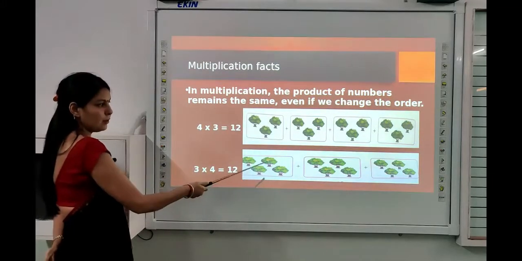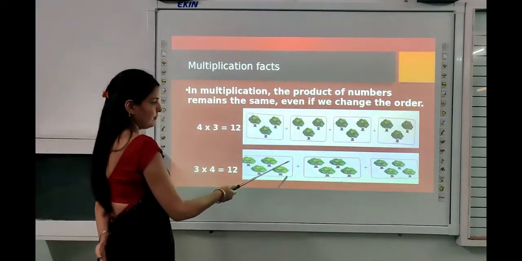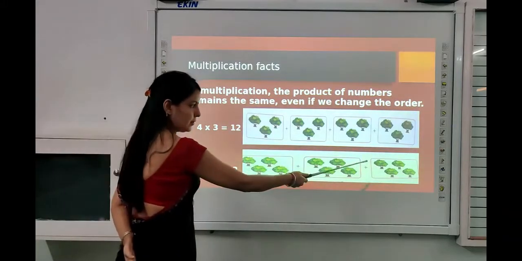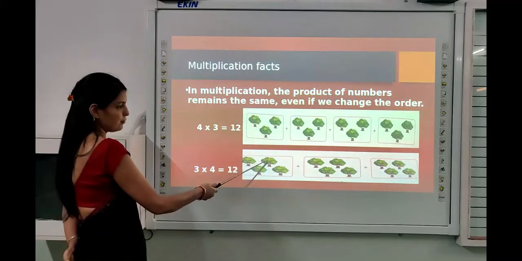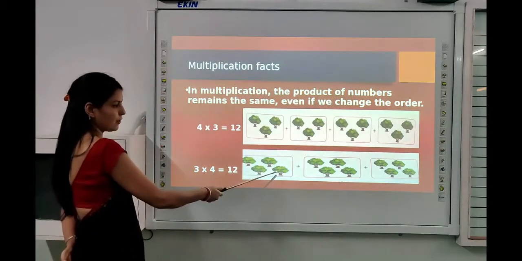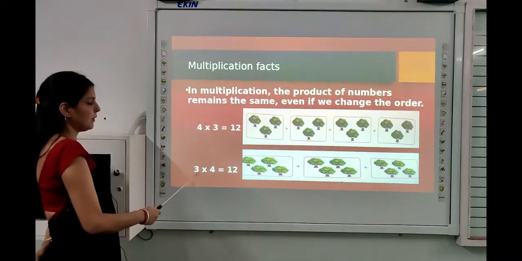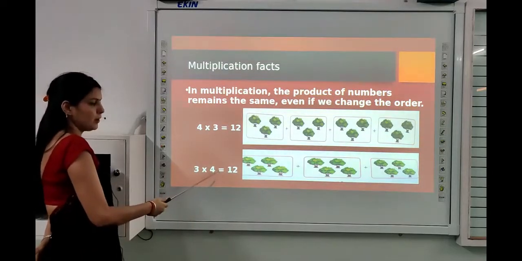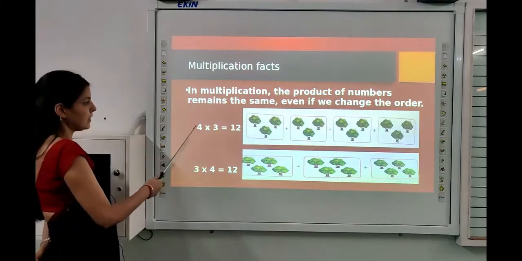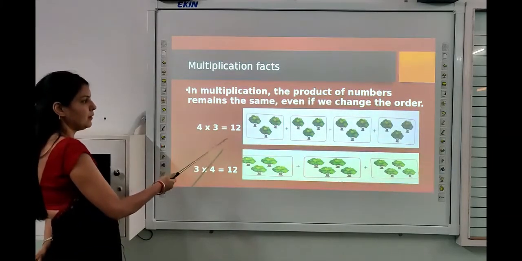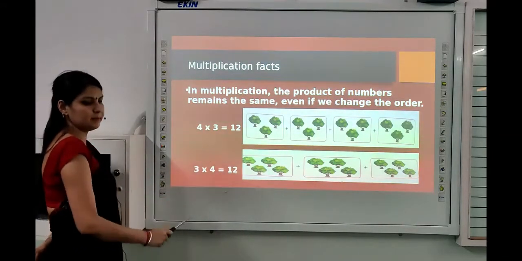Here 3 groups of 4 trees. 1, 2 and 3. Here 4 trees. 1 tree, 2 trees, 3 trees and 4 trees. Now we are going to multiply 3 by 4. The product will remain same. So we can say that if we change the order of numbers, the product will remain same.